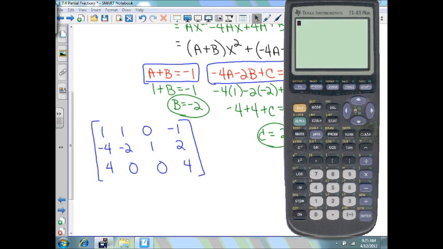Now to create a matrix again, go to your matrix. We're going to edit. This is a 3 by 4 matrix. Enter your matrix in.